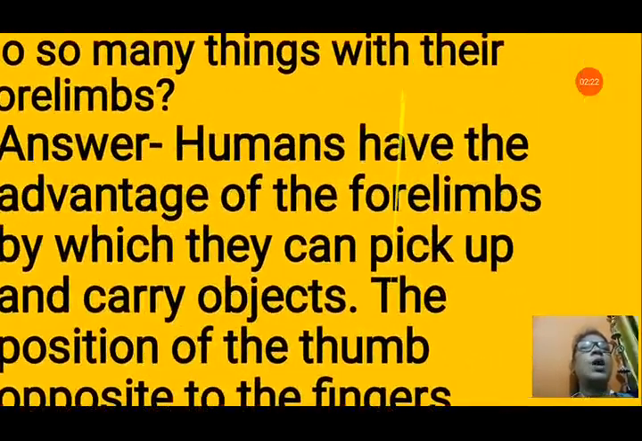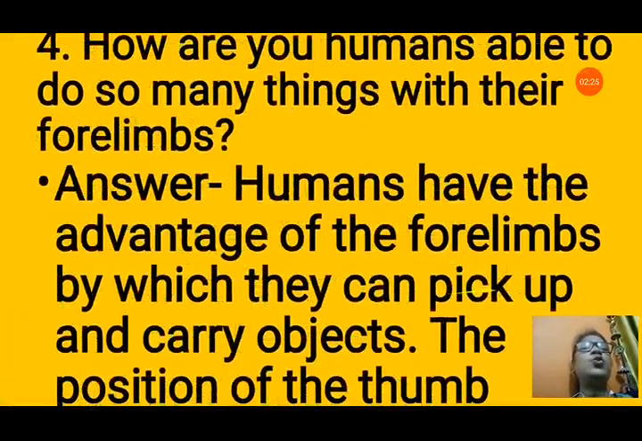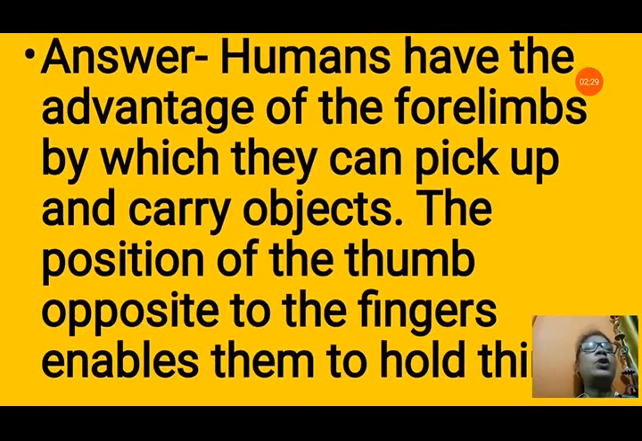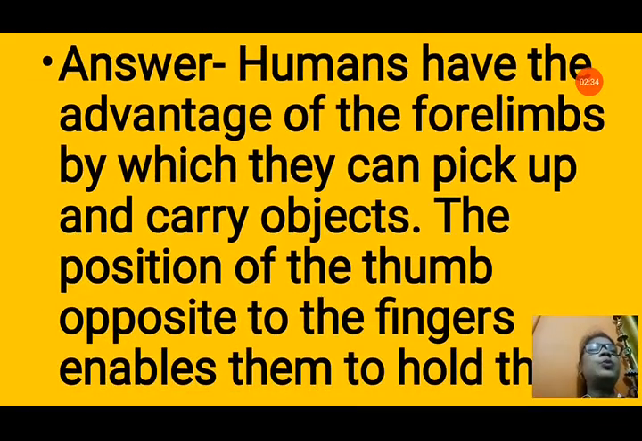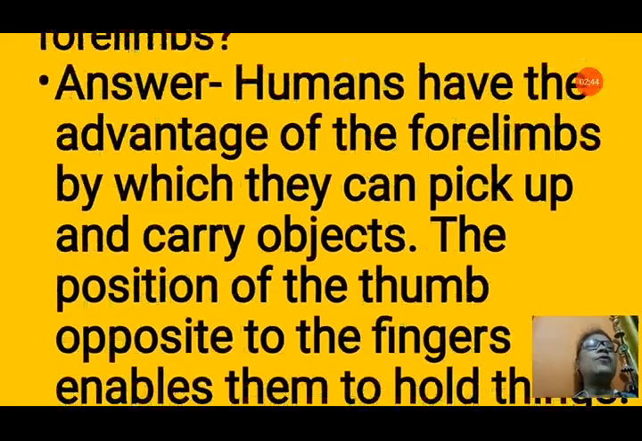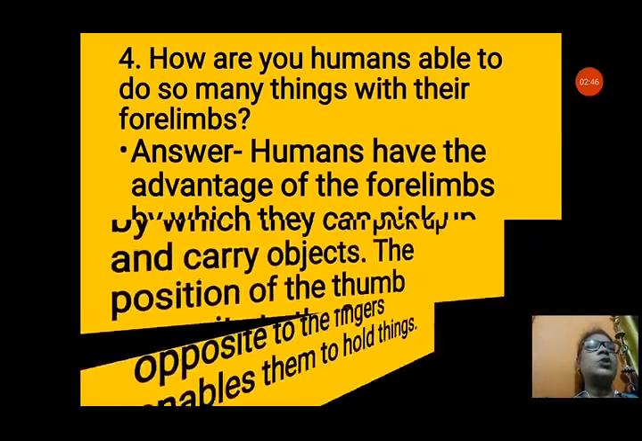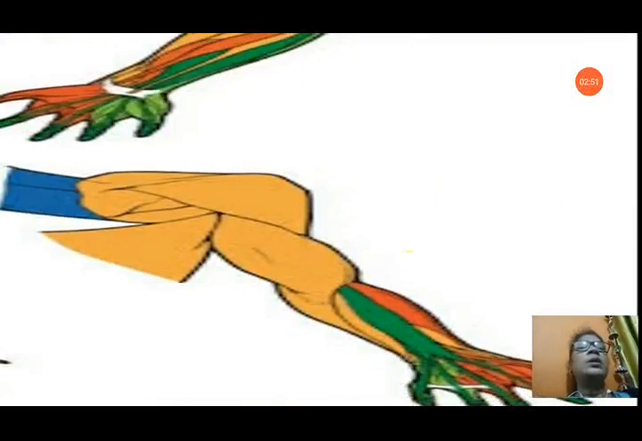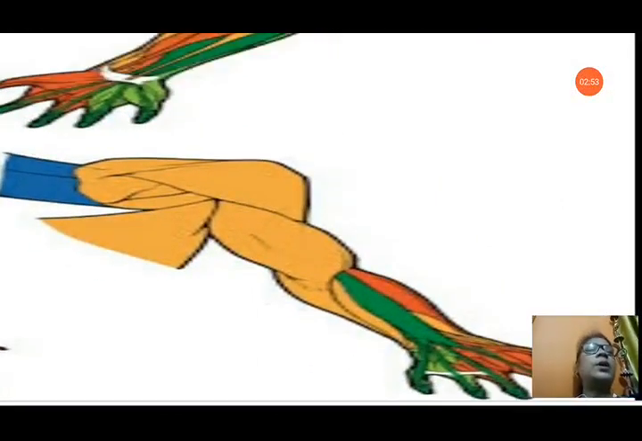Question number 4. How are humans able to do so many things with their four limbs? The answer is humans have the advantage of the four limbs by which they can pick up and carry objects. Their forelimbs are used as arms, and they help to do many different types of work, because the position of the thumb opposite to the fingers enables them to hold different things and do different jobs with the help of their arms. That is called forelimb. You can see the arms in this picture, the left and right arm. The thumb is opposite to the fingers, which enables the hand to hold things properly.